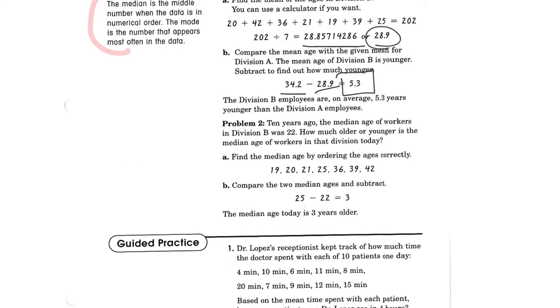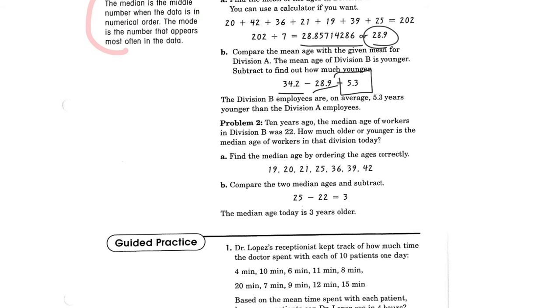Now, problem number 2 says 10 years ago, the median age of the workers in Division A was 22. How much older or younger is the median age of the workers in that division? Well, for the median, you have to put your numbers in order from smallest to largest. And when I go through, I count them going from the top to the bottom. And when I get it, I have one number in the center, which is 25. So I'm going to take 25 minus 22, which is 3. So the median age today is 3 years older.